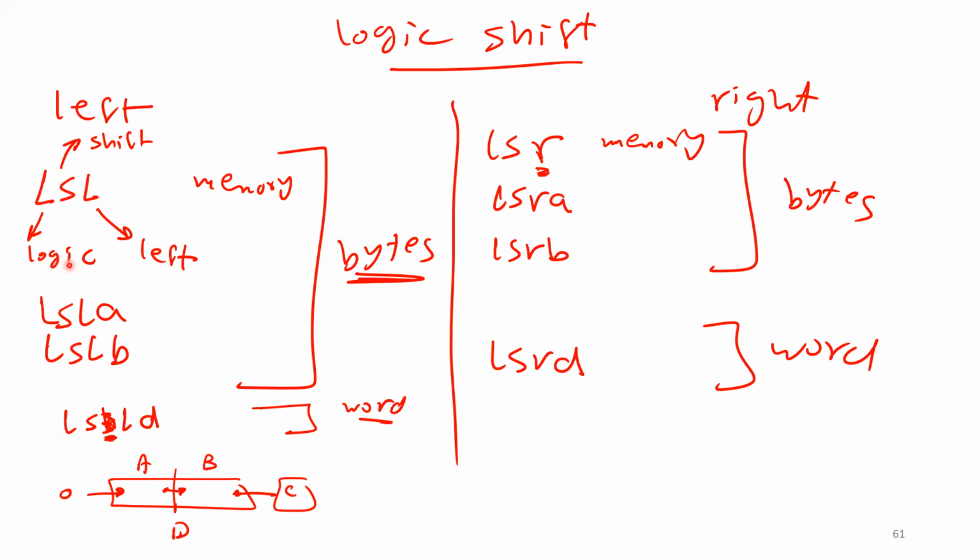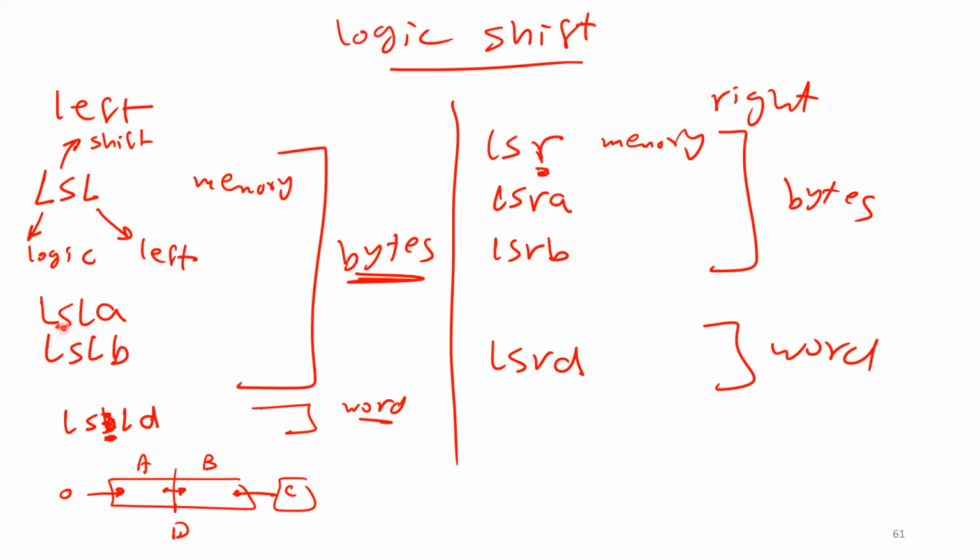For logic. So logic shift left, right? LSL for logic shift left, and then you put here an address for a memory location. Any format for memory location, we explained before, okay? So what this instruction is gonna do, it's gonna shift this byte. It has to be a byte in memory location. This memory location is gonna shift to the left one time, logic left, right?